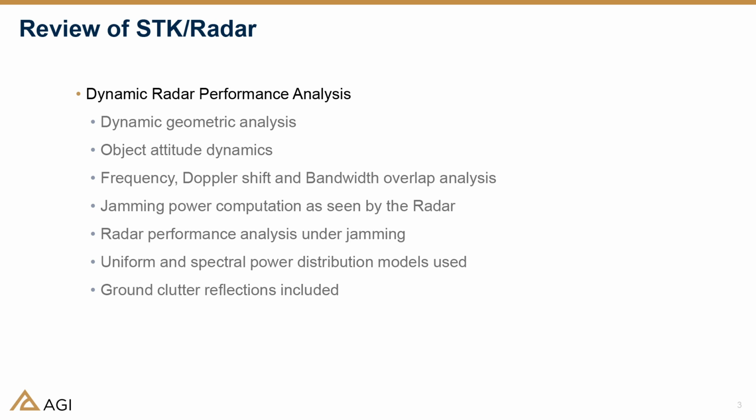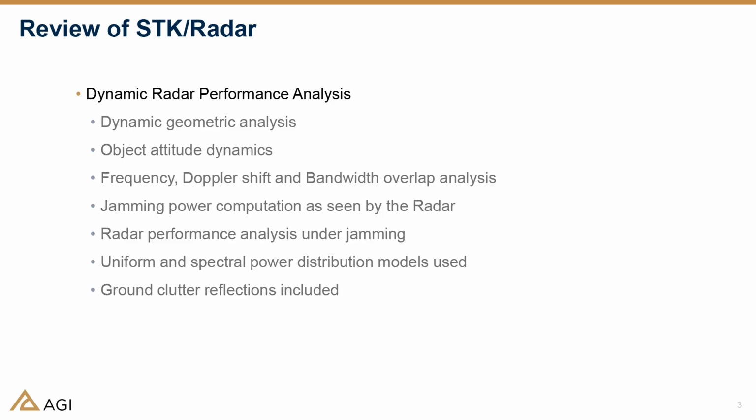Talking about how STK handles radar capabilities, it uses the dynamic physics engine that STK has to offer. It uses the object attitude dynamics, so depending on the orientation of, say, an aircraft with a specific radar cross-section, you may get better or worse results from the radar apparatus. Along with that, in STK, we incorporate things like frequency, Doppler shift, and bandwidth overlap analyses. That builds on top of the physics framework in comms and radar, which has been used for quite some time within STK.